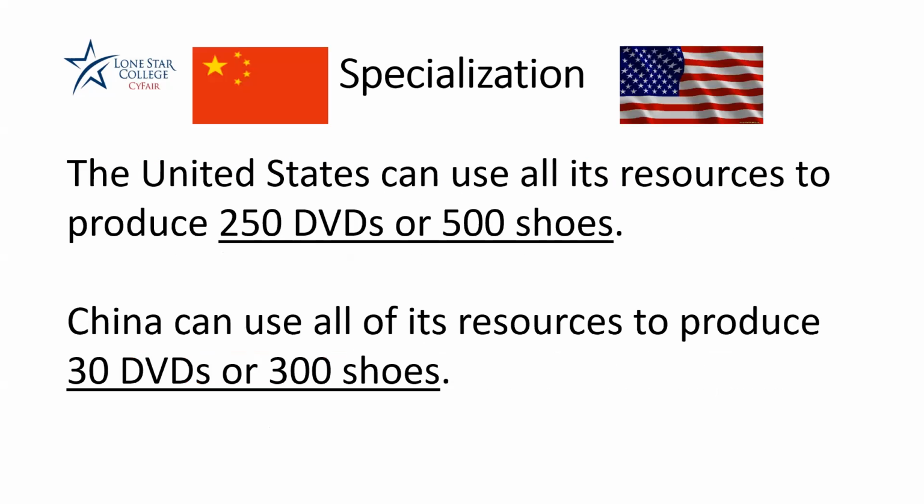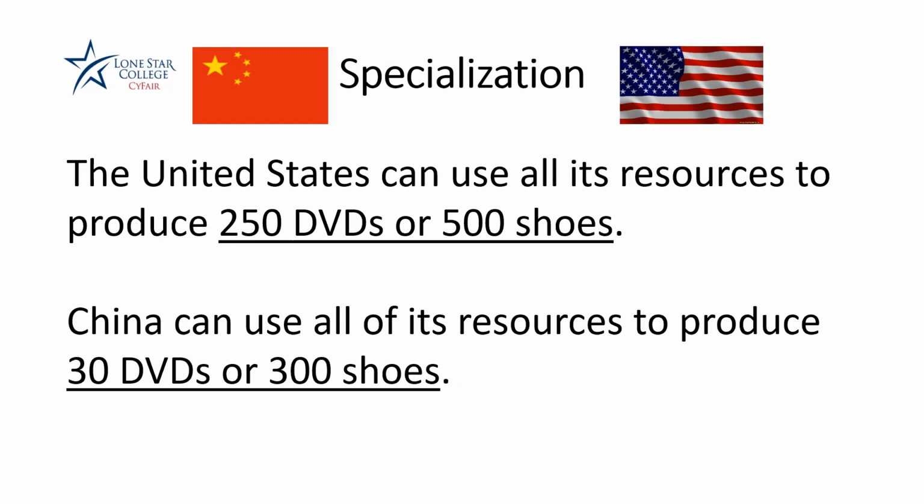Let me show you an example. So we have US and China here, and we have only two products, DVDs and shoes. If you look at these numbers, you should be able to tell that the US for sure has absolute advantage in producing both DVDs and shoes, because if you compare the DVDs, the US is producing 250 DVDs, China 30, and 500 shoes versus 300 shoes for China. So overall, the US is doing better, right? The US is producing more of both goods. So definitely the United States has absolute advantage here.